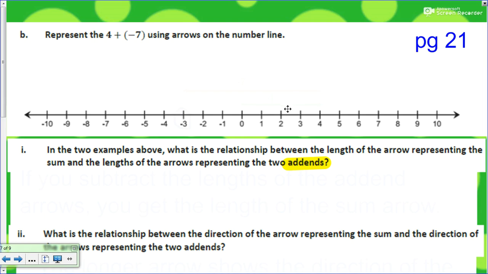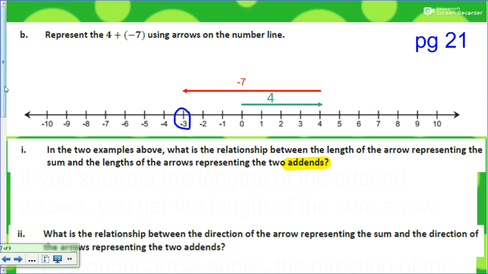So your 4 arrow. Hopefully you drew 4 units to the right, starting at the 0, because that's where we always start. Adding the -7, we're starting at that 4 because we're counting on 7 units to the left because it was a negative number. We stop at the -3, so we circle it.